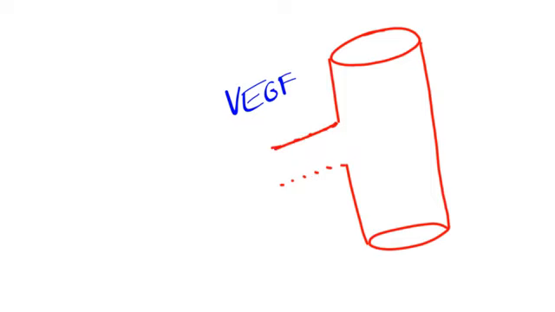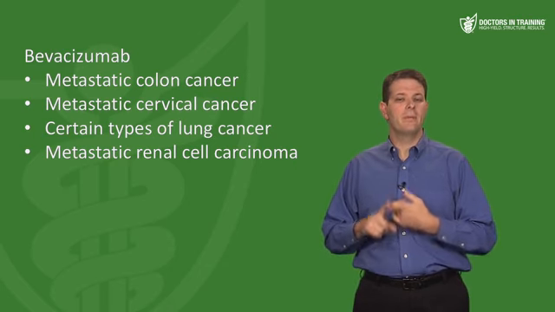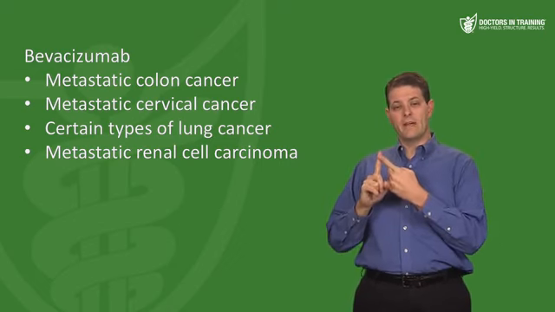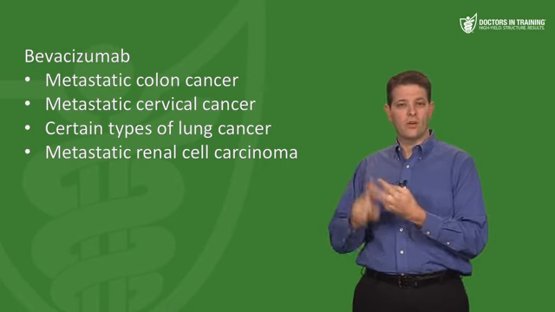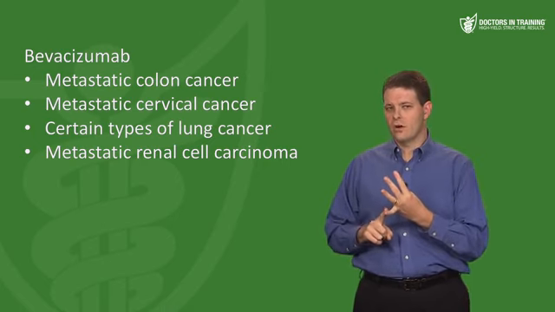Well, cancers need new blood vessels in order to keep growing. So some cancers make VEGF. So if you give bevacizumab to bind up that VEGF, the cancer won't be able to grow new vessels, and the cancer cells will die. So bevacizumab is mainly used to treat metastatic cancers and advanced treatment-resistant cancers, especially metastatic colon cancer, metastatic cervical cancer, certain types of lung cancer, and metastatic renal cell carcinoma.